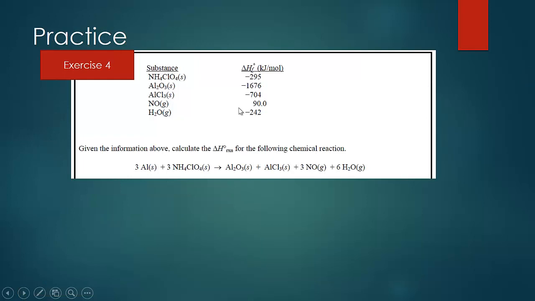So let's try this in the reaction here. Aluminum and ammonium perchlorate produce aluminum oxide, aluminum chloride, nitric oxide, and water. We have our heats of formation for a lot of these substances, and all we're going to do is take the sum of our products and subtract the sum of our reactants in order to determine the heat or the enthalpy change for this reaction. So we simply use the table.